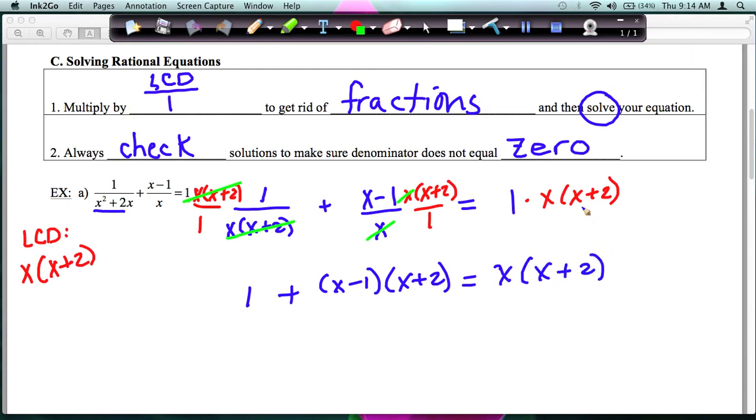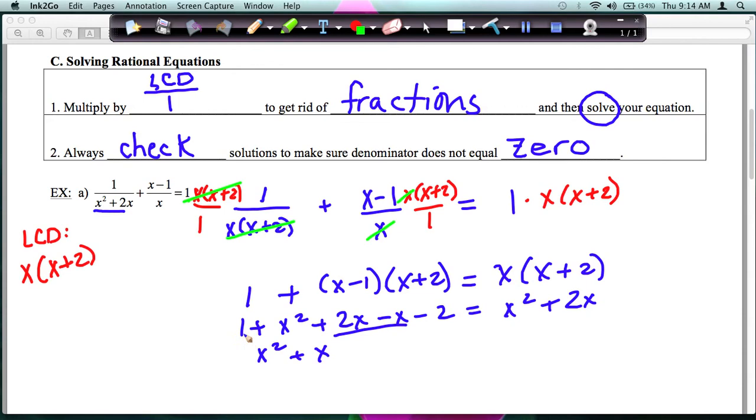Okay, so we need to solve. So first thing I need to do is FOIL the x minus 1, x plus 2. So that's x squared plus 2x minus x minus 2 equals, over here I have to distribute the x through my parentheses and I get x squared plus 2x. Let's combine some like terms on this left-hand side. I get x squared. 2x minus x is just x. And 1 minus 2 is negative 1.